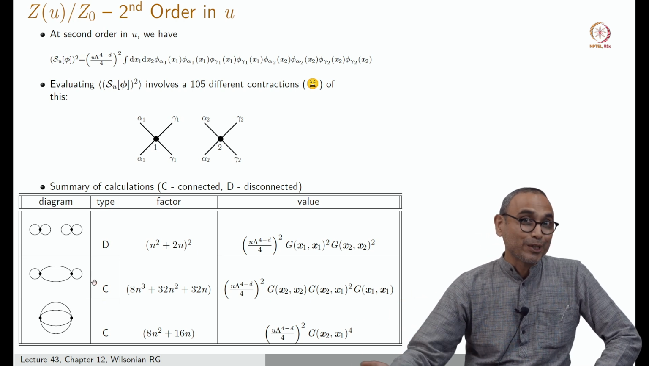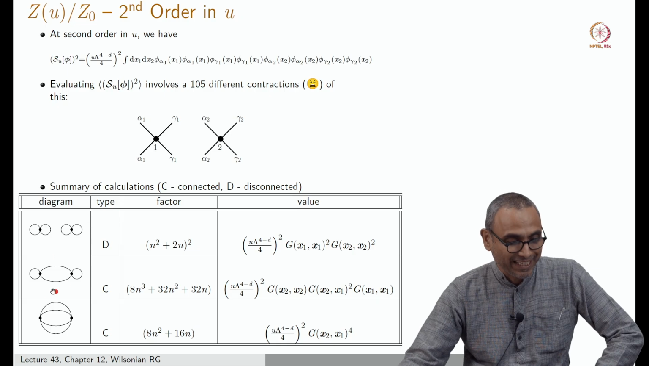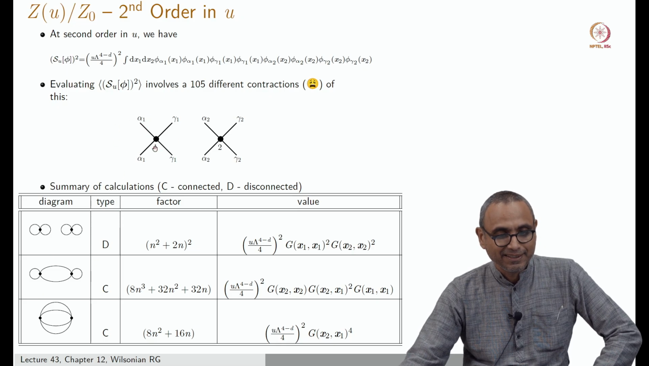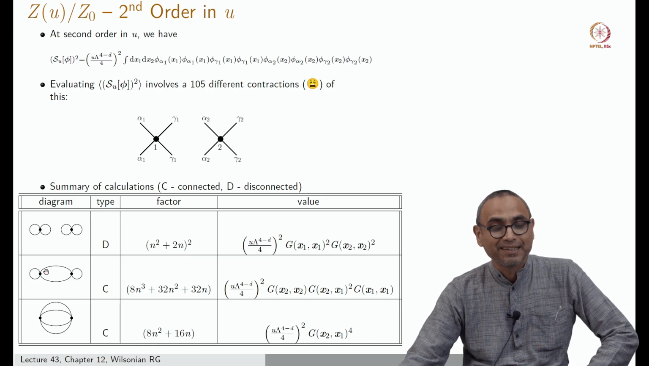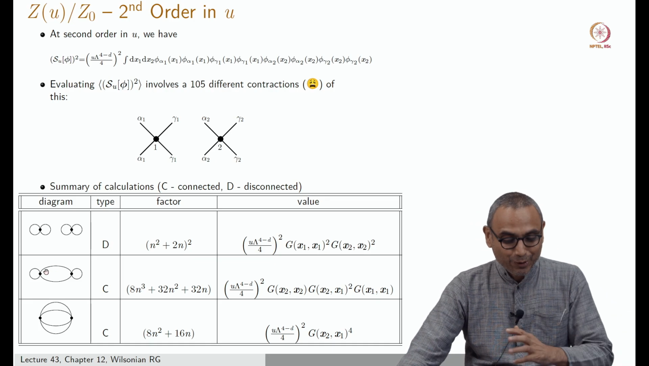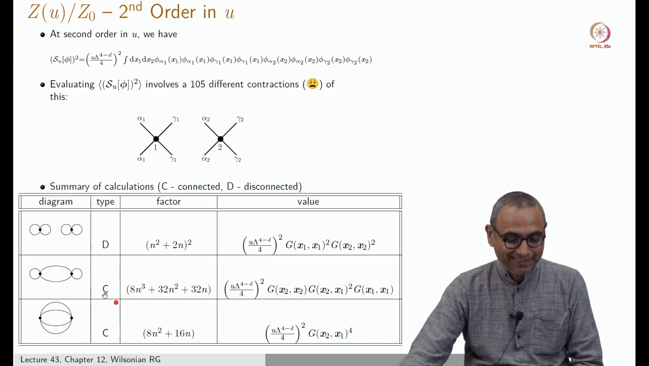Now I show you a connected diagram. Here is an example I can get. I can contract alpha 1 with alpha 1, then I can contract gamma 1 with this gamma 2, and now I can contract this. So I'll get this kind of diagram. Now you have to work out how I pulled out this factor here, 8n cubed plus 3n squared plus 32n. You can figure it out. It's a very interesting exercise.